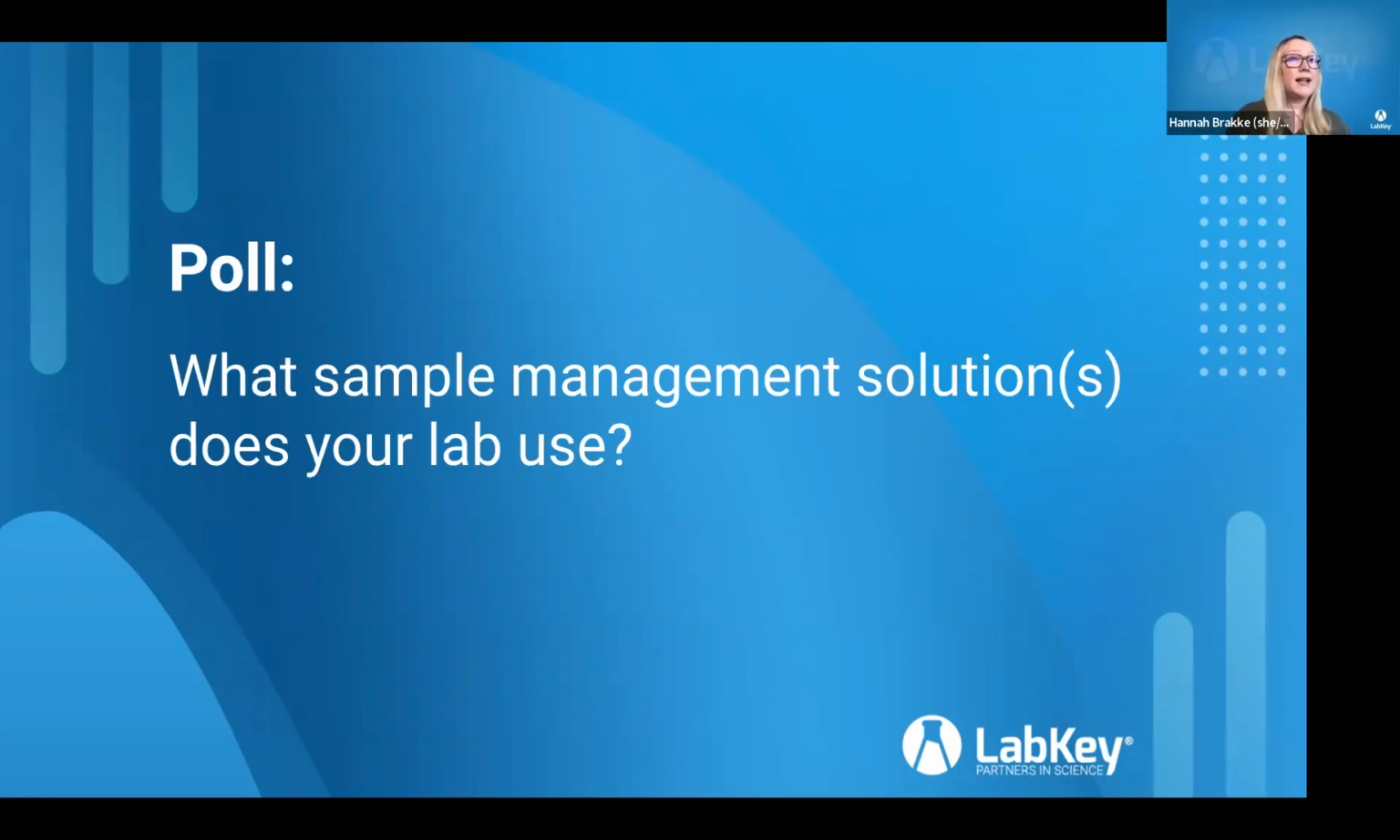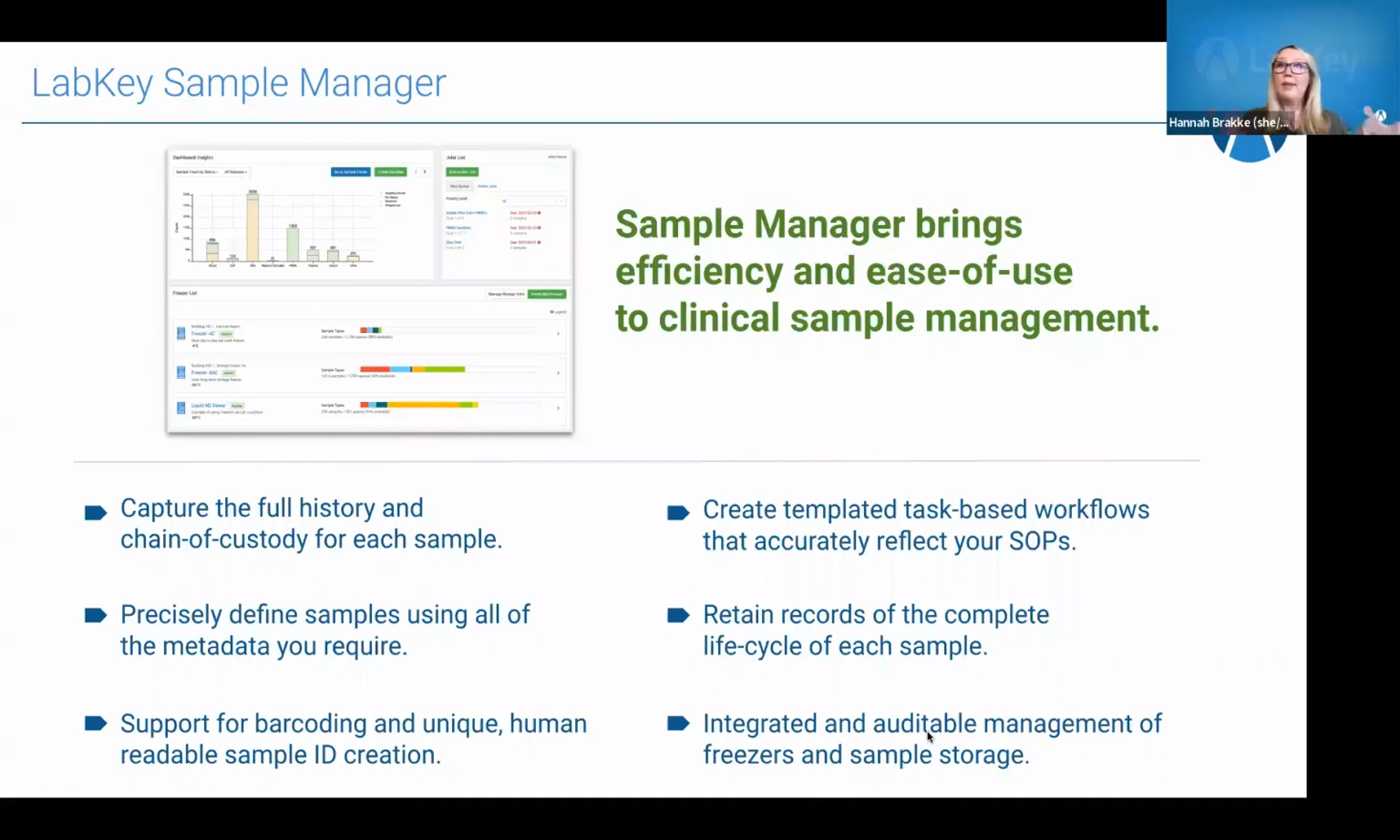The last thing I'll ask of you here is to let me know what sample management solution your lab might be using right now. And as you answer that one, I will go through LabKey Sample Manager. Sample Manager is one of our newest products at LabKey, and it was really designed to bring efficiency and that ease of use to clinical sample management.